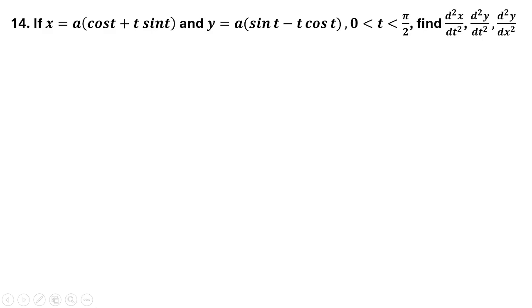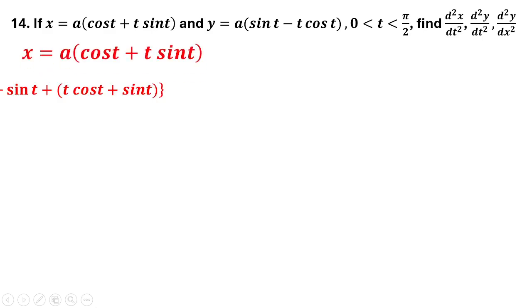Go to question number 14. This is a problem of parametric differentiation once again. But see the question very carefully. They want d square x by dt square, d square y by dt square, and d square y by dx square. Second derivatives, three second derivatives they ask. Okay, well, let us try.